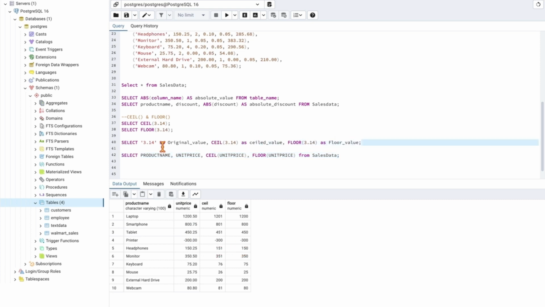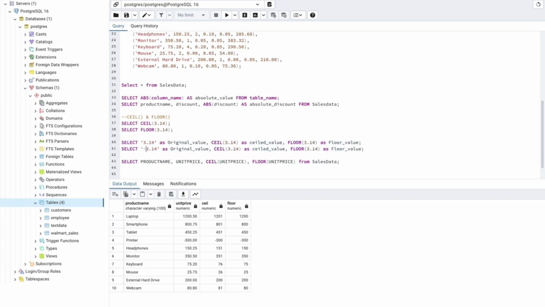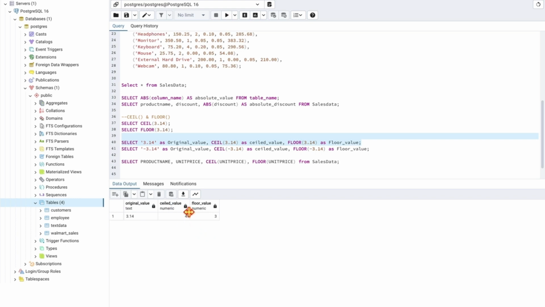What will happen with the negative value? Let's look at that. It works the same way. Minus 3.14. So earlier we got the ceil value as 4, floor value as 3, right? Now you see this as opposite because of the negative sign. See, minus 3 is the upper value, whereas minus 4 is the lower value to minus 3.14. This is the functionality of CEIL and floor functions.